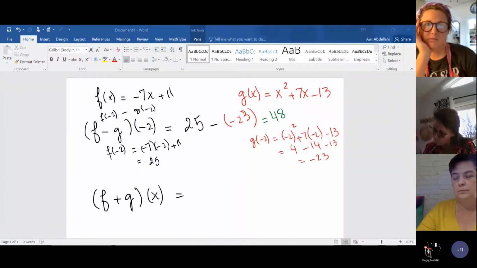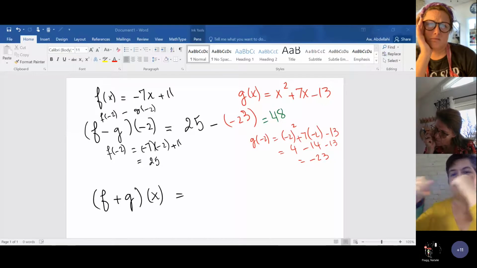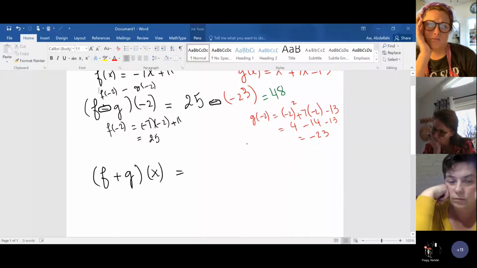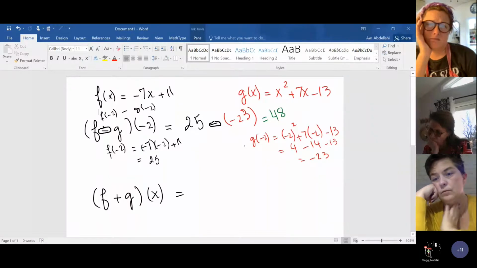f of -2 on one hand, g of -2 on the other hand, and these two actions are completely independent, okay? You plug -2 into f, you get that number. You plug -2 into g, you get another number. And whatever we ask you to do with them, you do that. If it is minus, you subtract the two numbers. If it is plus, you add them up. If it is a multiplication, you multiply them, etc. Now for the next one, who is going to tell me what they did for the next one?